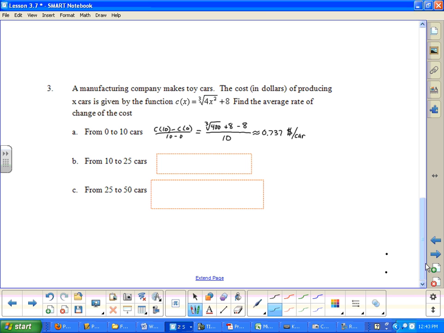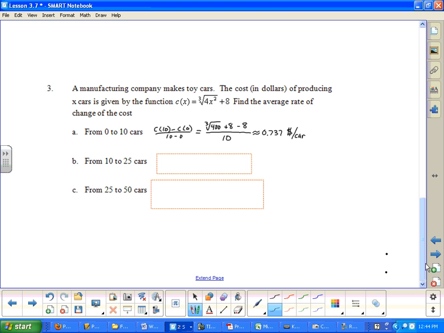A manufacturing company makes toy cars. The cost in dollars of producing x cars is given by the function C of x equals the cube root of 4x squared plus 8. Find the average rate of change of the cost. So from 0 to 10 cars means I do C of 10 minus C of 0 divided by 10 minus 0, which would produce about 74 cents per car.